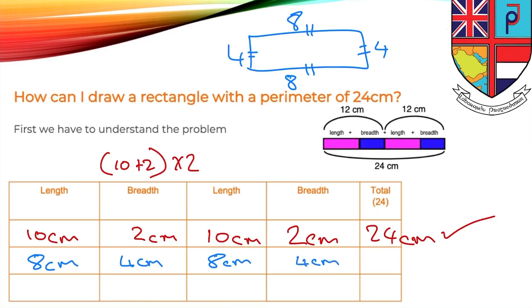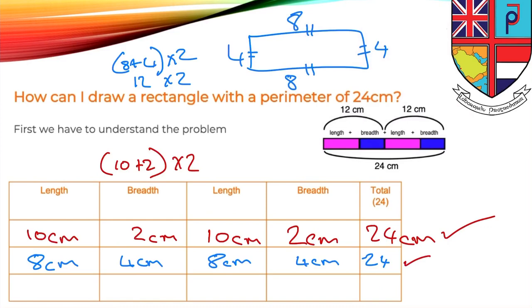So let's add these together. We've got 8 plus 4, times 2. So 8 plus 4 we know is 12, times 2, 24. Give myself a mark for that.